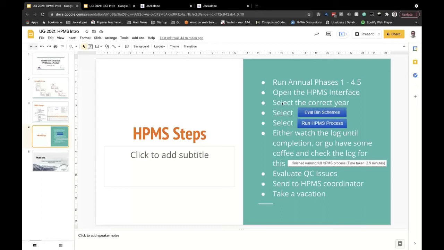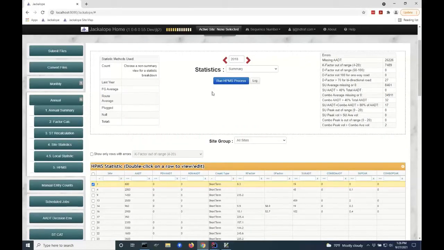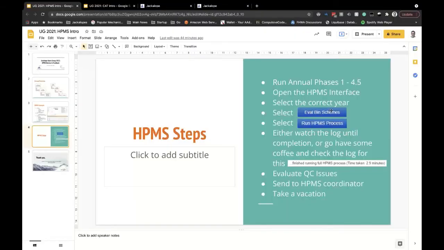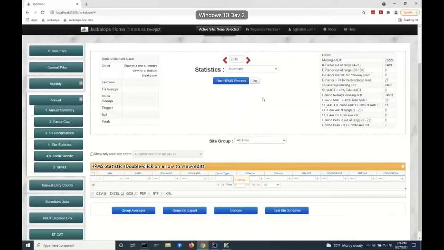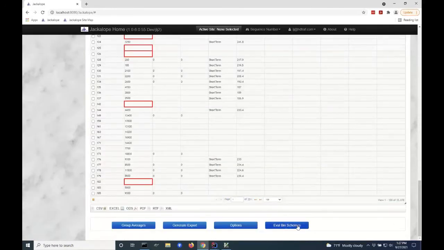You open the HPMS interface and you select the correct year. So that's this right there. And then you first do the evaluate bin schemes, and this is important. In order for us to correctly come up with our classification statistics, we need to understand how your class binning scheme maps to the single unit and combo unit distinctions. So let this finish. This evaluate bin schemes button right here does exactly that.